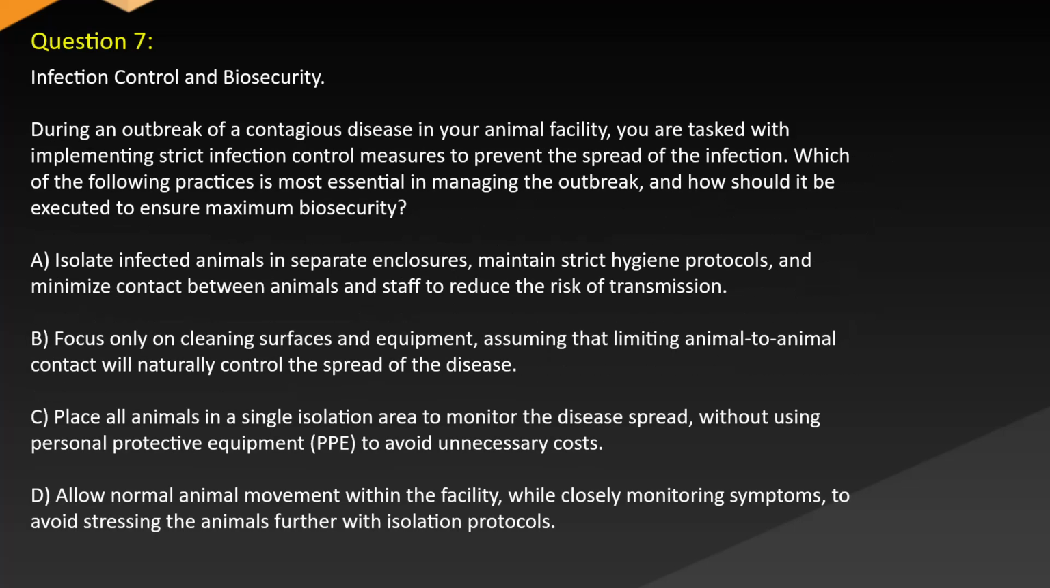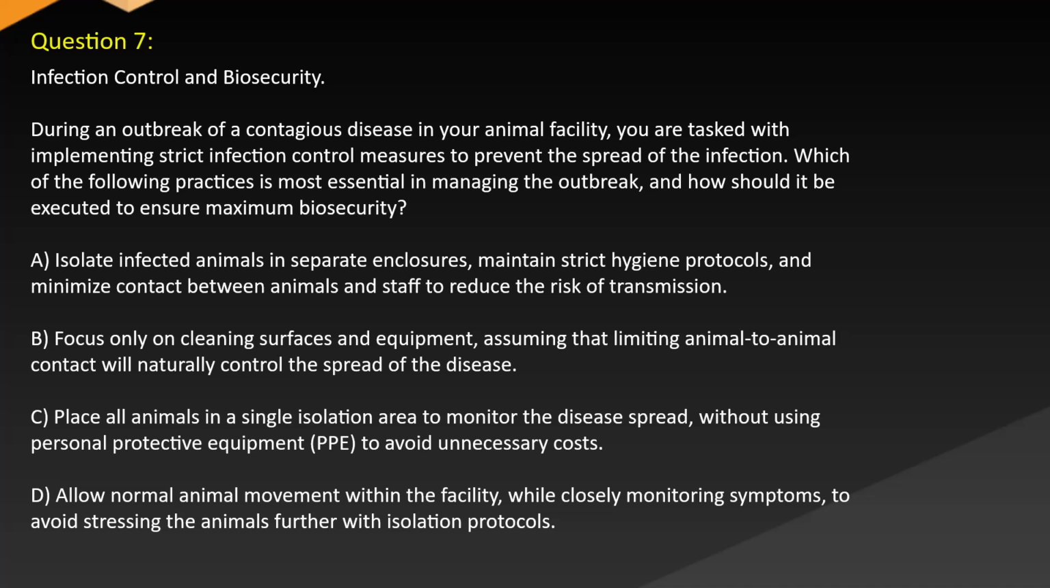Question 7. Infection control and biosecurity. During an outbreak of a contagious disease in your animal facility, you are tasked with implementing strict infection control measures to prevent the spread of the infection. Which of the following practices is most essential in managing the outbreak, and how should it be executed to ensure maximum biosecurity?